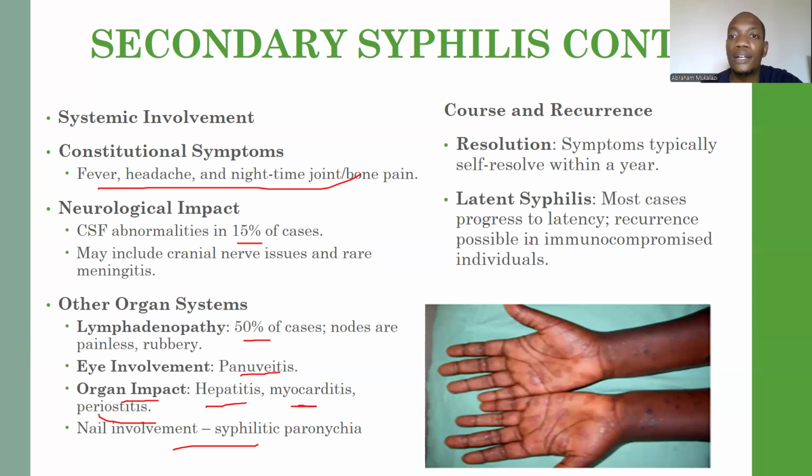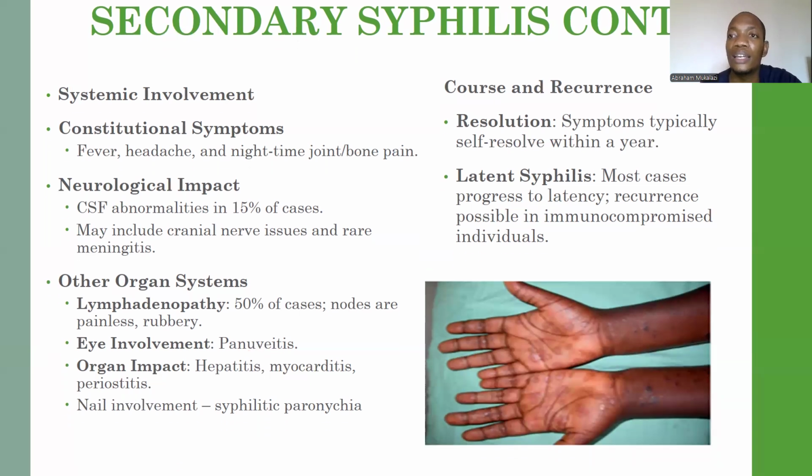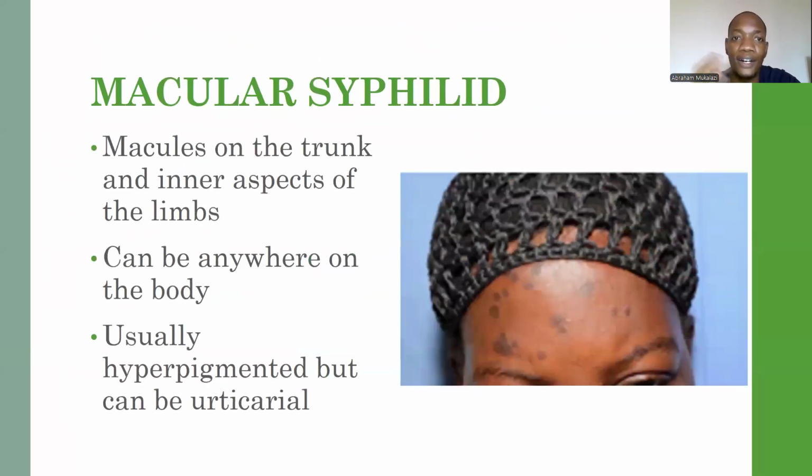So usually, secondary syphilis can resolve within a year, even without treatment. But later on, it will spill over to latent syphilis. So most cases in secondary syphilis will progress to latency, and they can actually get recurrence, especially if they're immunocompromised. Then they get more episodes of secondary syphilis coming back again, even before they go to tertiary syphilis.